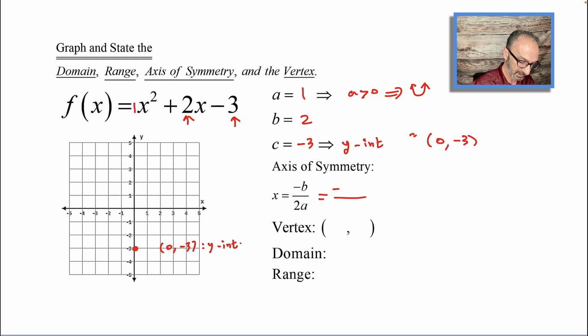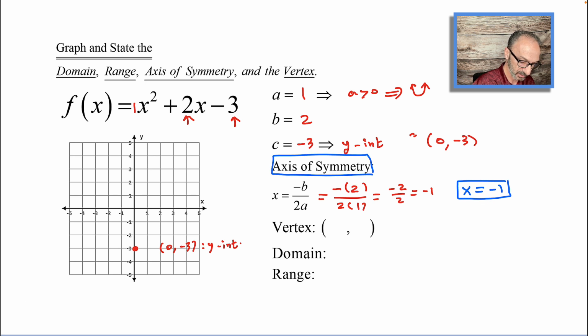To be careful, I'm going to use parentheses because sometimes we have negative numbers. The opposite of b is 2, over twice a is 1. That's minus 2 over 2, which is negative 1. So the axis of symmetry is x equals negative 1. It's a vertical line. That's the axis of symmetry. And it's going to be at this location. This is the axis of symmetry.